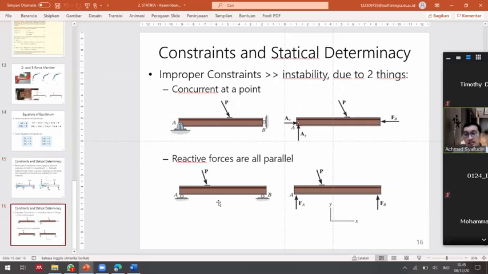Okay, do you understand this? So what causes an indeterminate problem or structure? Too much support or too little support.